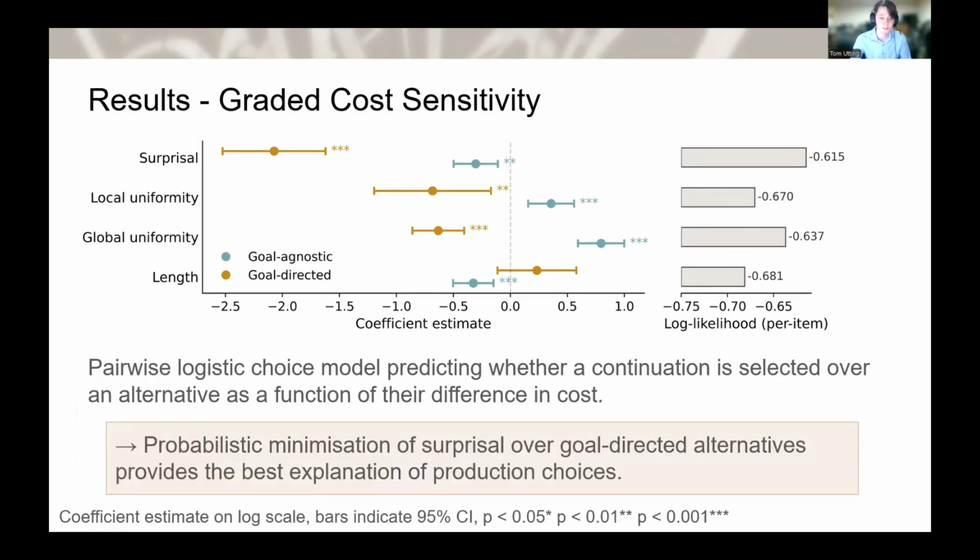The surprisal model achieves the highest log likelihood overall. Again, we find that surprisal minimization is strongest in the goal-directed setting, with a much weaker effect in the goal-agnostic setting. Interestingly, for uniformity in the goal-agnostic setting, we find the opposite pattern. Less uniform and therefore more costly continuations are more likely to be chosen.